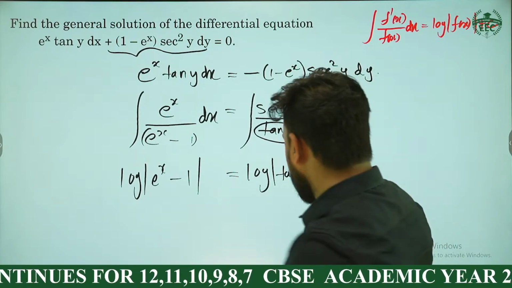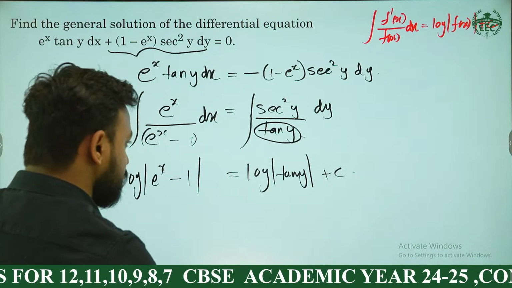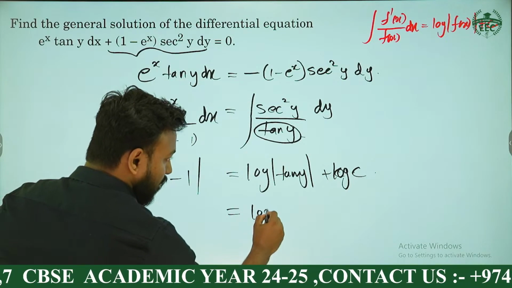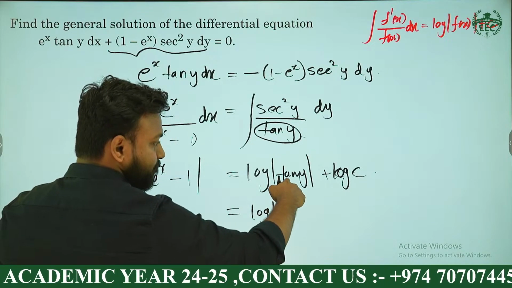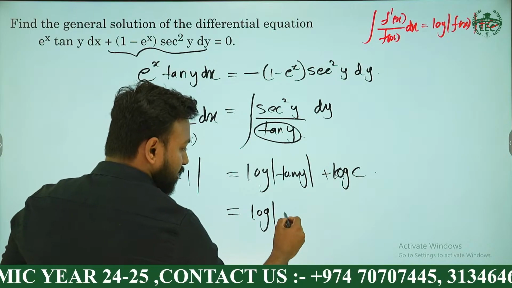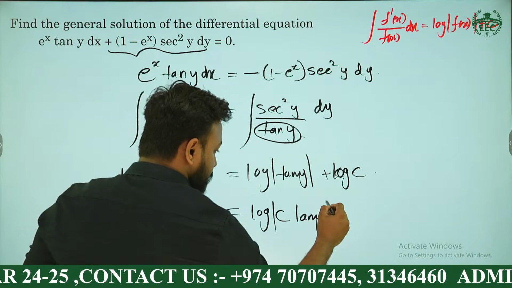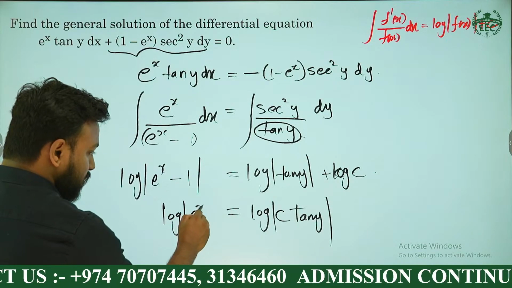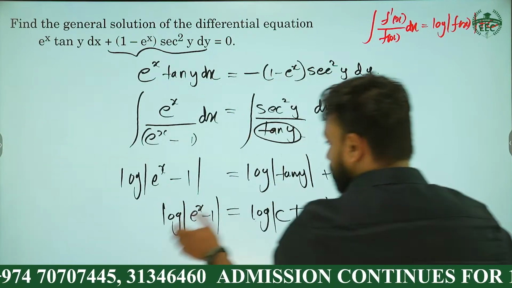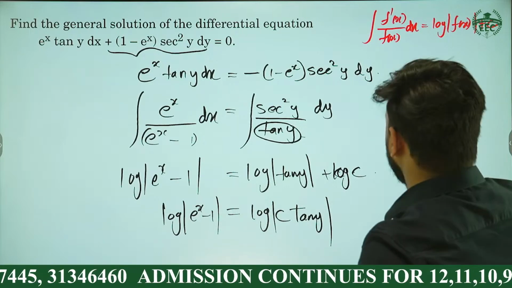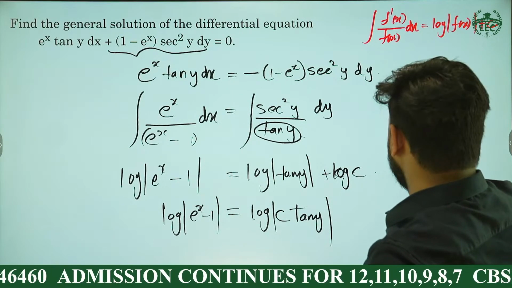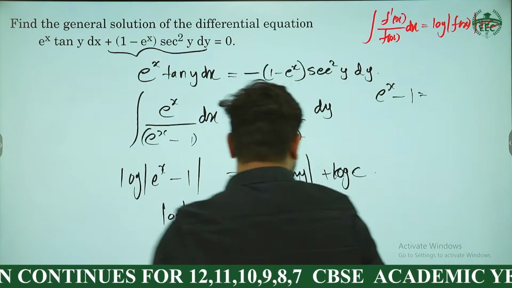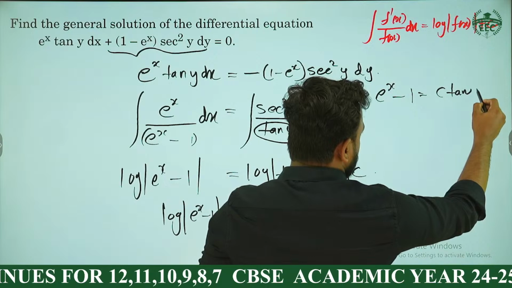Okay, and how will you end this one? You can put this constant as log c, then you can write log a plus log b, that is log ab, that is c into tan y, and here log of e raised to x minus 1. You can take exponent on both sides and cancel the log, and what is the thing here? It is e raised to x minus 1 is equal to c tan y.